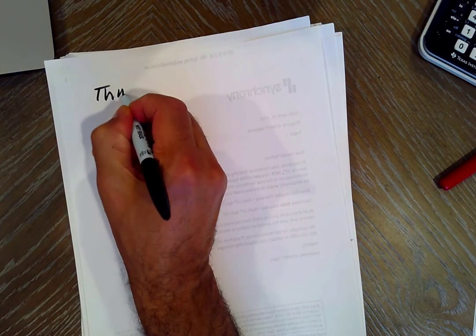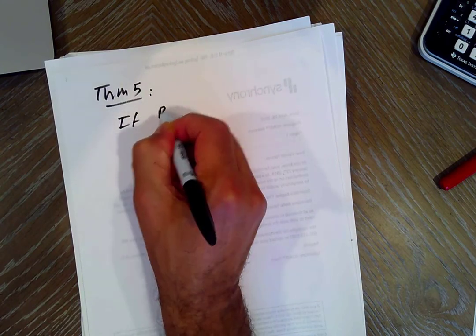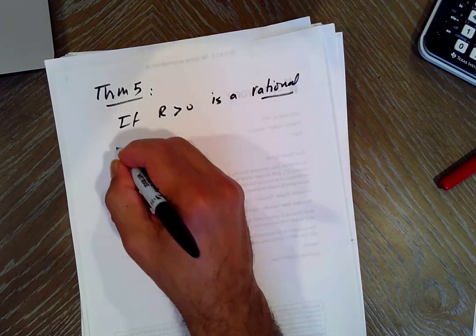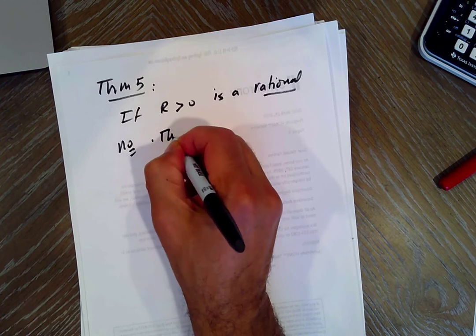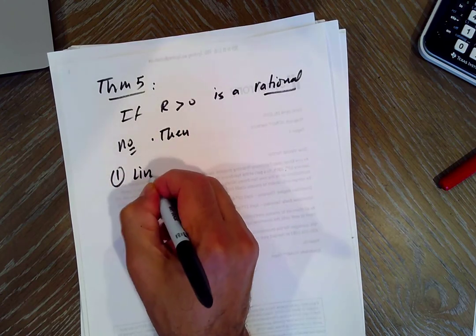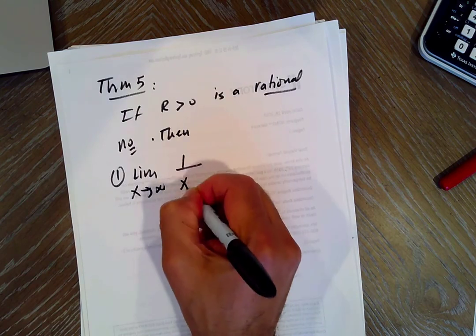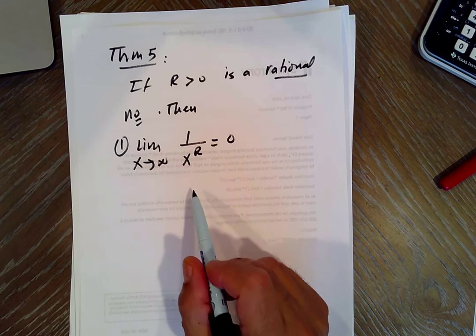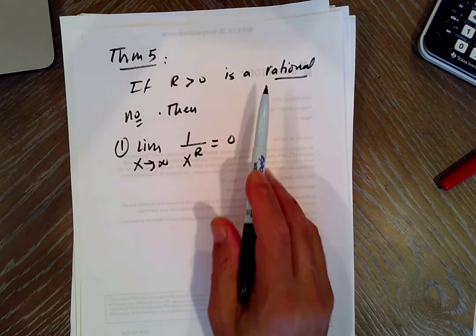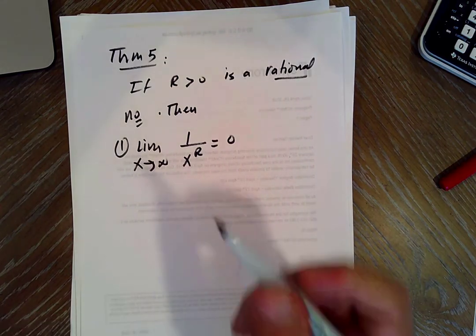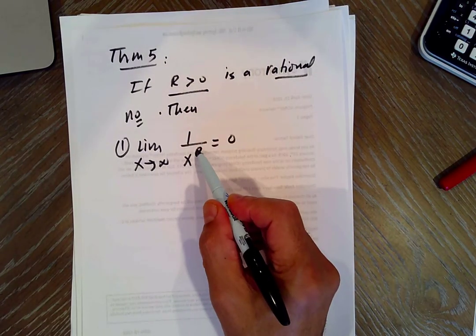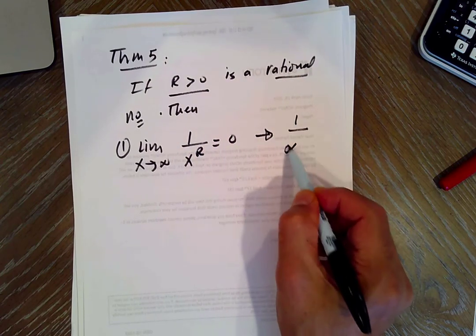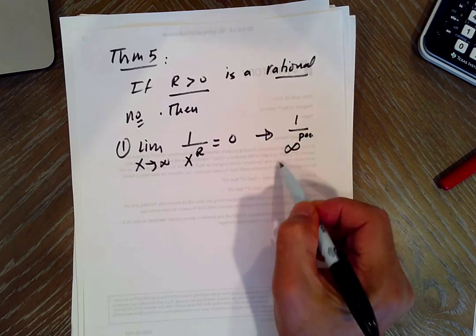So theorem 5: if r is greater than 0 and is a rational number, so r is a rational number, no square root, then the limit as x goes to infinity of 1 over x to the r equals 0. Why is that? Because as long as r is a rational number and it's positive, like 1/2 or 3/2 or 2 or 10 million, you're doing infinity. So basically you're doing 1 over infinity to a positive power. And that's 1 over infinity.